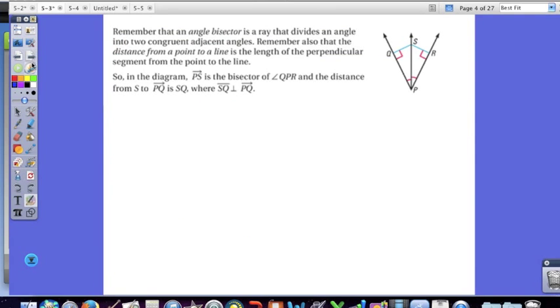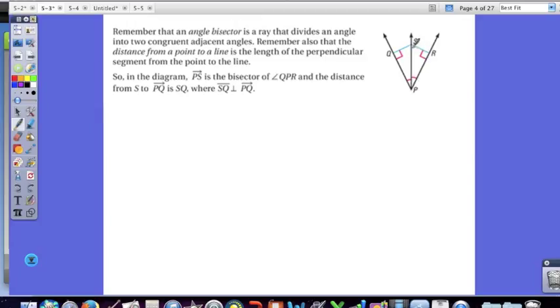Okay, so we're going to refer back to this. Remember, an angle bisector is a ray that divides an angle into two congruent adjacent angles. So angle QPS is congruent to angle SPR.